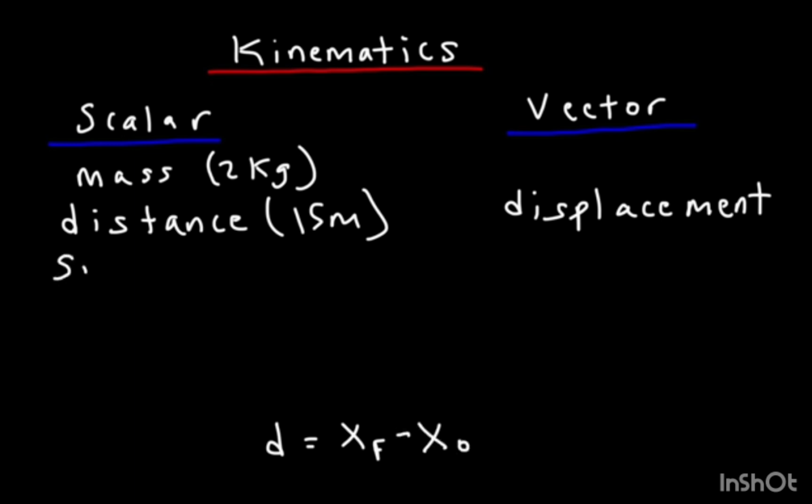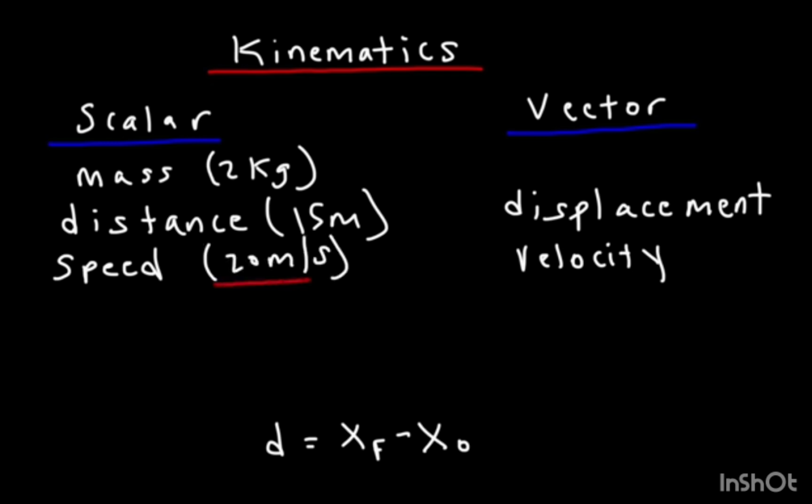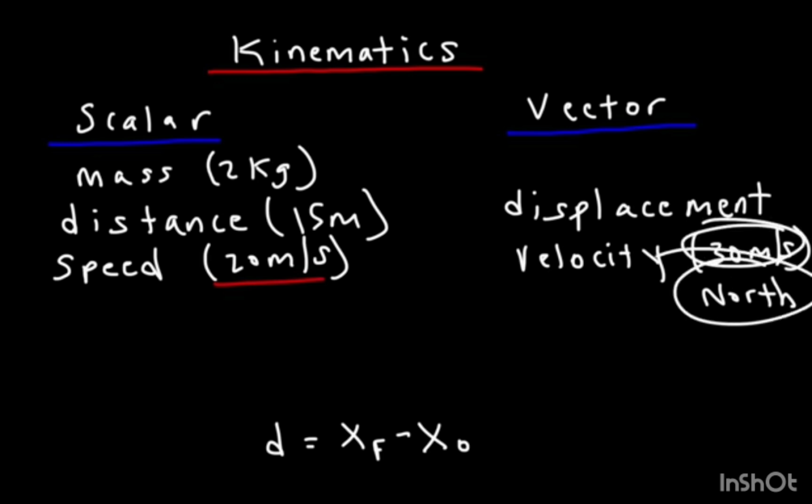Speed is a scalar quantity. Speed describes how fast an object is moving. Velocity is a vector quantity. Velocity is speed with direction. So if you were to say a person is traveling at 20 meters per second, you're describing the speed of the person. This is the magnitude. But let's say if a person is moving at 30 meters per second north, you're describing velocity because you've mentioned his speed along with the direction. So you have both magnitude and direction, which makes it a vector quantity.